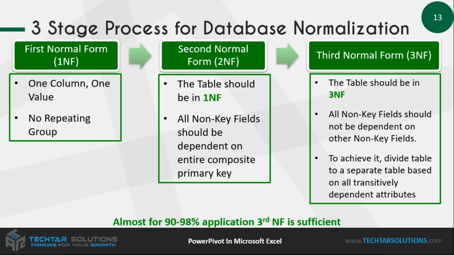So these are the three stages through which we can normalize our database. The first normal form is we have one column with one value and no repeating groups. The second one is we should comply with the 1NF, and again we have to make sure that all the non-key fields should be dependent on the entire composite primary key.